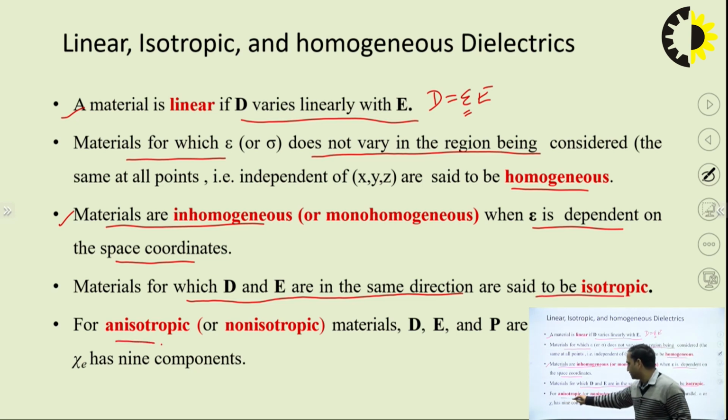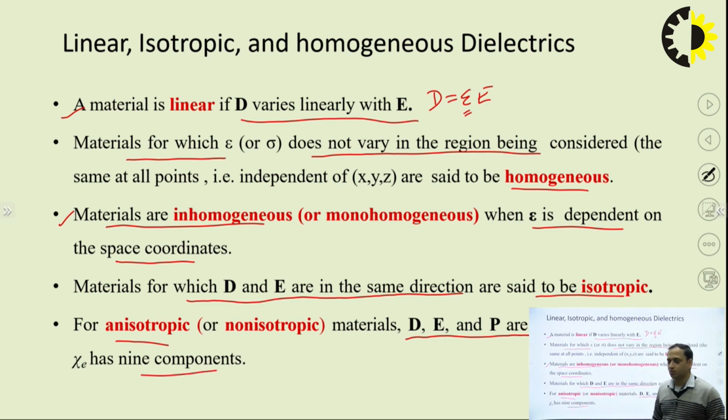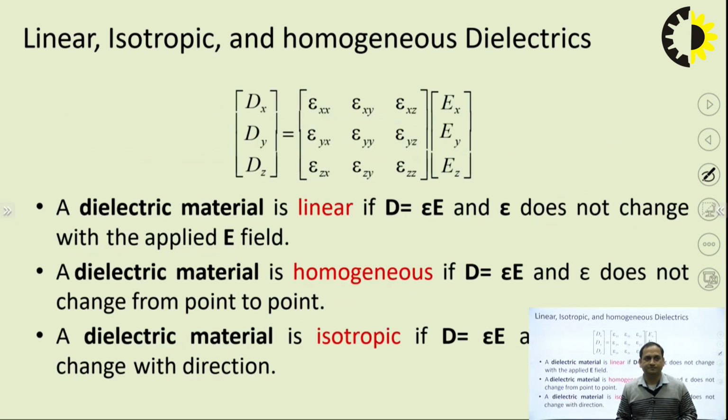In an anisotropic material, D, E and P are not parallel, and epsilon or chi E has 9 components. We are not going into this in detail because it is not relevant for our syllabus right now. So please take care of these things: linearity, homogeneity, inhomogeneity, and isotropy. These are the cases you have to take care of.